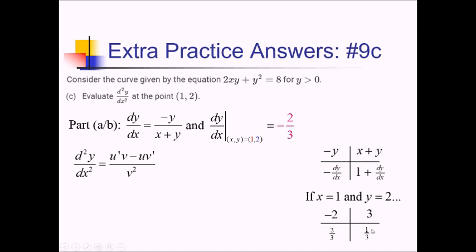Using the ribbon to multiply all this back out now, and this is d squared y over dx squared evaluated at 1, 2. Big fraction here. So here's u prime v. We're going to have 2/3 times 3. And then we've got minus negative 2 times 1/3. All over v squared, so that's all over 3 squared.